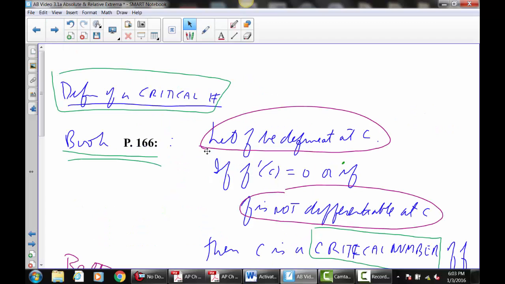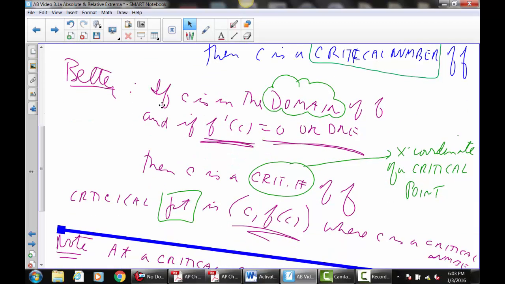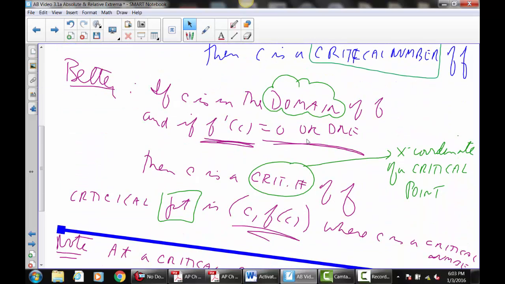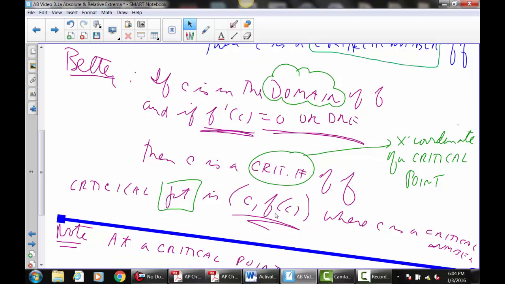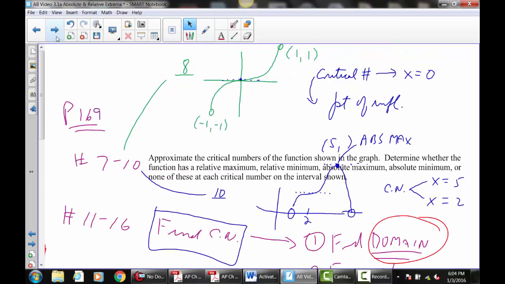The book's definition of a critical number is: let f be defined at c; if f prime of c is 0, or if f is not differentiable at c, then c is a critical number of f. I think a better one is to say if c is in the domain of f, which is their version of if f is defined at c, and if f prime of c is 0 or doesn't exist, which is the same thing as saying the function is not differentiable, then c is a critical number of f. Now, a critical number is just the x-coordinate of a critical point. A critical point would be the x and the y coordinate. So at a critical point, you could have a relative max, you could have a relative min, or you could have this thing called a point of inflection.